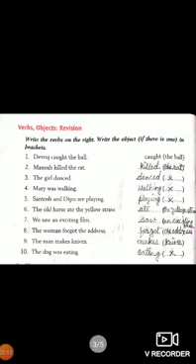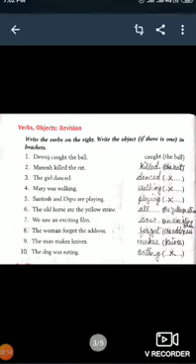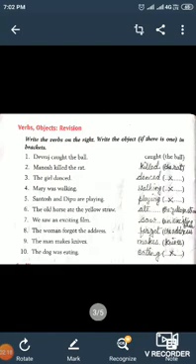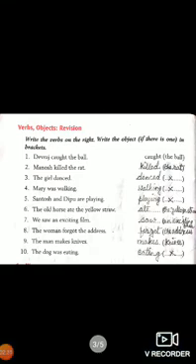Now, page number 78. Here the exercise is talking about transitive and intransitive verbs. If in a sentence a verb has any object after it, it is said to be a transitive verb. And if in a sentence a verb has no object after it, it is said to be an intransitive verb. Now write the verb of a sentence in the blank, and if you find any object after it, then write the object in the bracket.